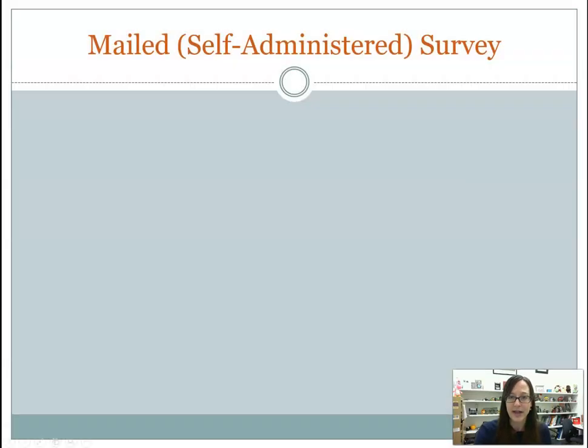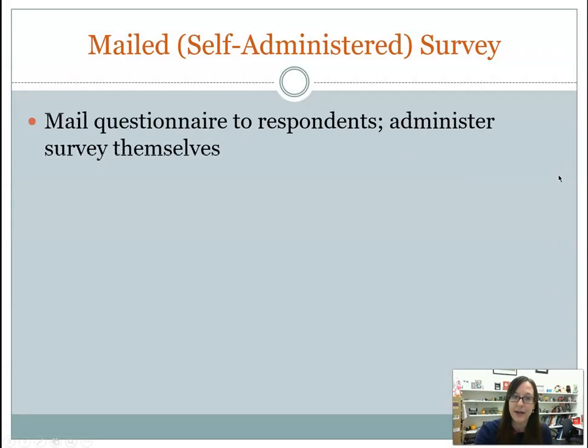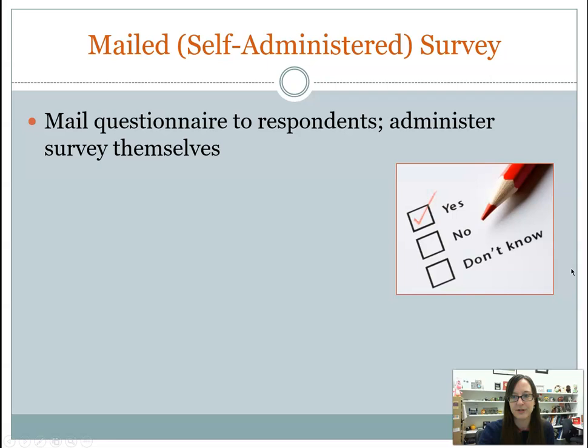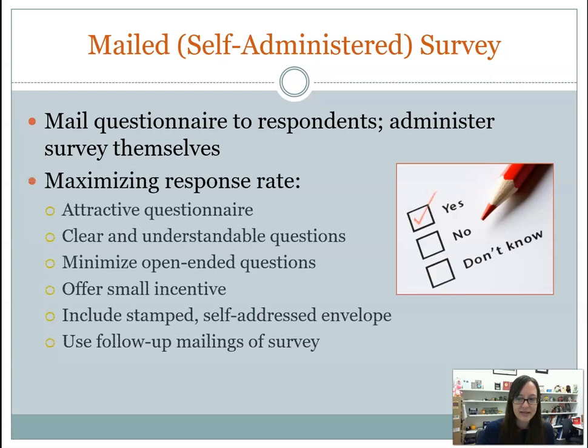So the mailed survey, aka the self-administered survey, is where you mail questionnaires to respondents, and they then administer the survey themselves. This is kind of difficult to get people to do, and for any of these surveys you want the highest response rate you can get, because if you get too low of a response rate, then the sample that you're getting is not going to be representative. It's going to be biased in some way.